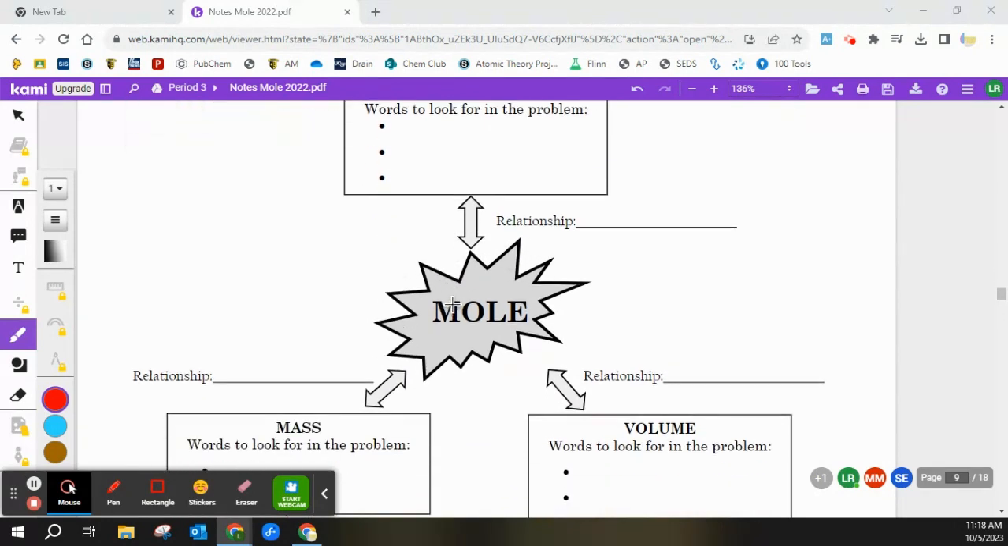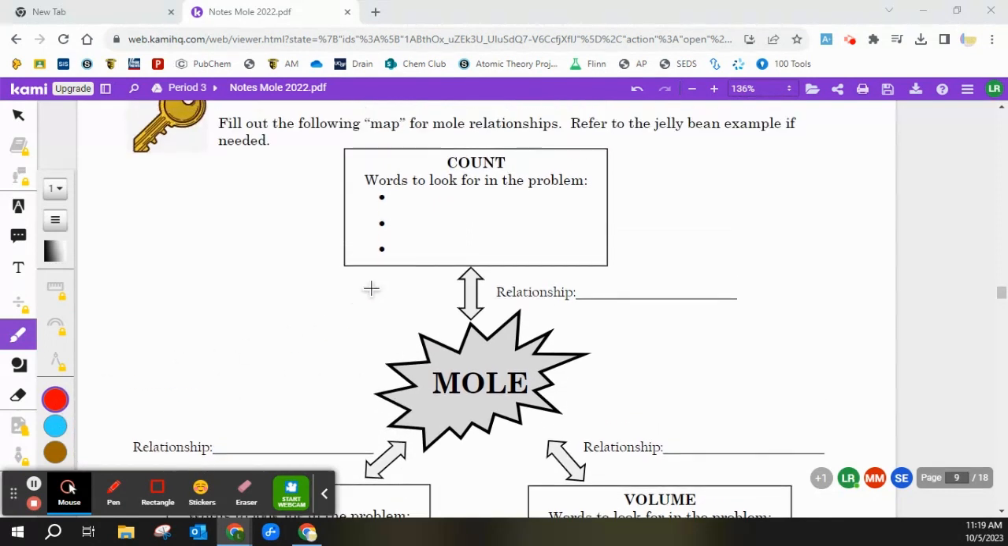Now, I don't want you to memorize the map. I don't want you to always have to use the map. I want you to look for keywords, and I want you to think, and I want you to problem solve. Because now we're going to be going from mass to count, or count to volume, or volume to mass. And we need to know what relationships do I need to use. So if I have count, how do I know what relationship to use?